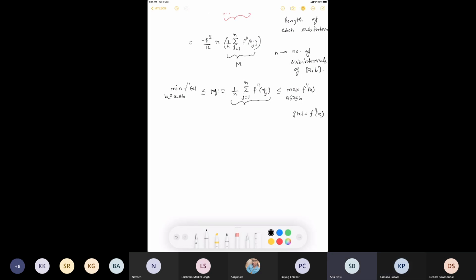There exists a point c between a and b such that g of c equals f double prime of c. We are assuming that f double prime is a continuous function, right? And this m is a value between the maximum of this function and the minimum of this function. So there has to exist one point in the interval AB where this value will also be attained, right?